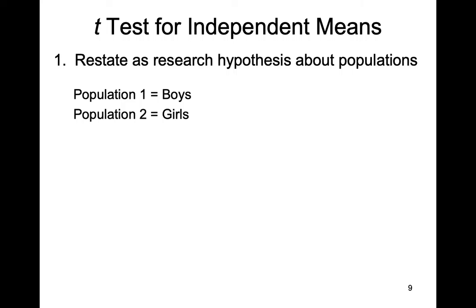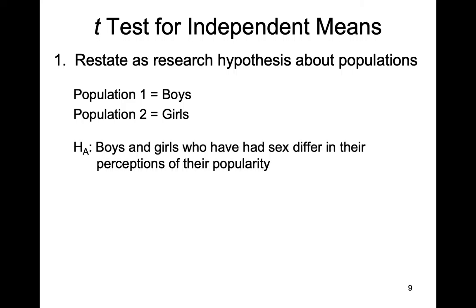Okay, so for our purposes here, we're just arbitrarily going to call boys population 1 and girls population 2. So our research hypothesis is that boys and girls who have sex differ in their perceptions of their popularity. Notice that that is a non-directional hypothesis. So we're going to predict that mu1 is not equal to mu2.